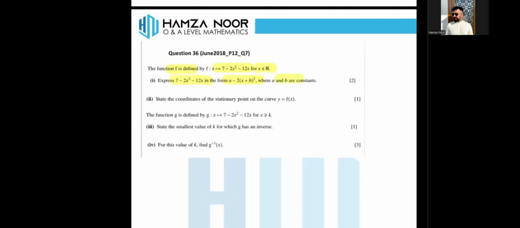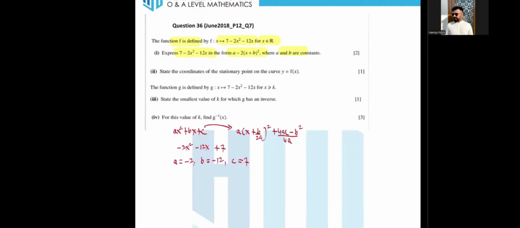Okay, so we have an expanded form which is in the form of ax square plus bx plus c. We are going to convert this into a completing square form, which is a times x plus b over 2a whole squared plus 4ac minus b square divided by 4a. This is the formula for converting the expanded form into a completing square form. So we can rearrange the terms in this form: minus 2x square minus 12x plus 7. So we can identify that a is minus 2, b is minus 12, and c is equal to 7. So therefore I'm going to use this formula over here.